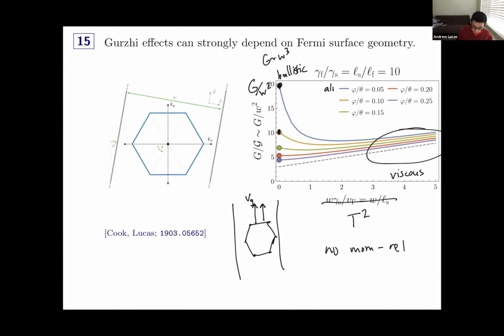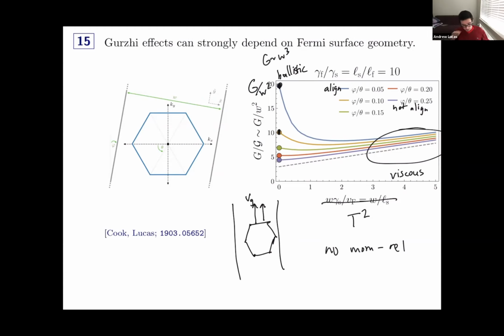So here on this blue curve, you have alignment. On the purple curve, you're not aligned. The reason I bring this up is that this tells you that you've got to be very careful when you look for things like the Gurzhi effect in this material. You have to be very careful with how your crystal is patterned, how the experiment was done, et cetera.